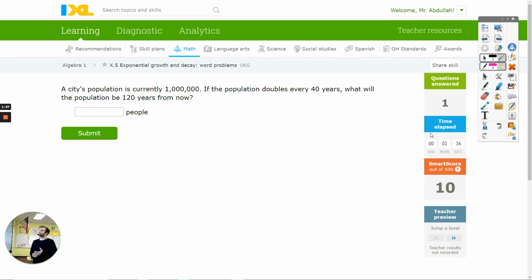The city's population is currently 1 million. If the population doubles every 40 years, then in 120 years it'll be doubled 3 times. So the current number is 1 million. We get 6 zeros. So it'll double 3 times. The reason being is 120 divided by 40 equals 3. And then the answer to this is going to be 8 million.